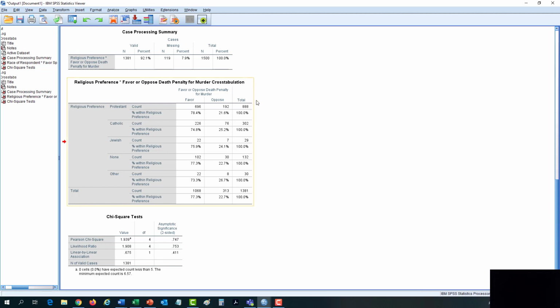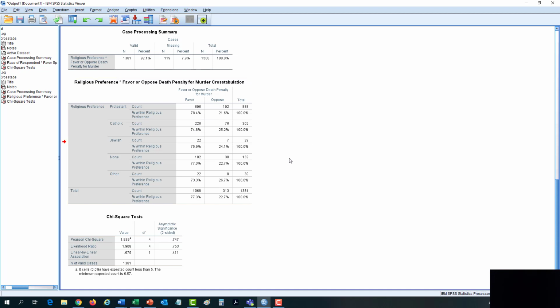And the cool thing about only having two answers is for this crosstab, all you have to do is look at the favor answers. Okay? And there's not really a whole lot of difference here, but you can see that the Protestants have the highest percentage of people who favor the death penalty. Who has the lowest? The other religions have the lowest percentage. So for this table, that would be all you'd have to point out. Protestants highest, other respondents lowest.